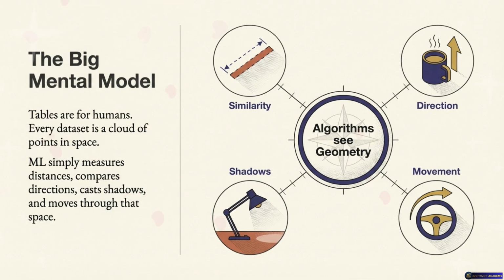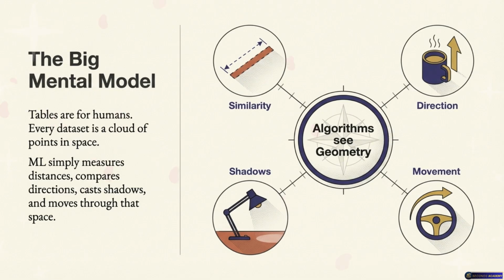It compares the angles of their trajectories to uncover behavioral patterns. It casts projection shadows to isolate the features that actually matter. And it iteratively moves its parameter arrows down the slopes of that geometric space in order to learn. If you can internalize this single, unified spatial reality, you have successfully unlocked the black box of machine learning. The math is no longer abstract, it is visible. The geometry provides total clarity.